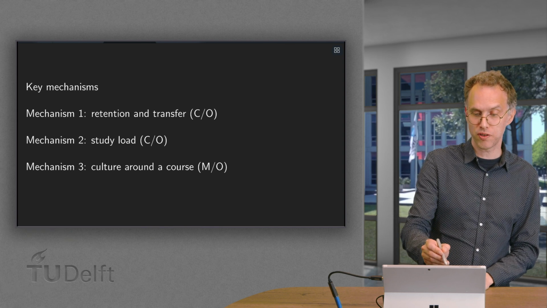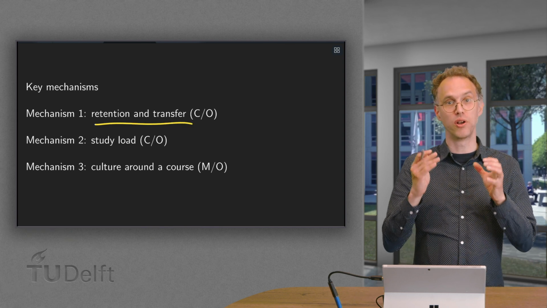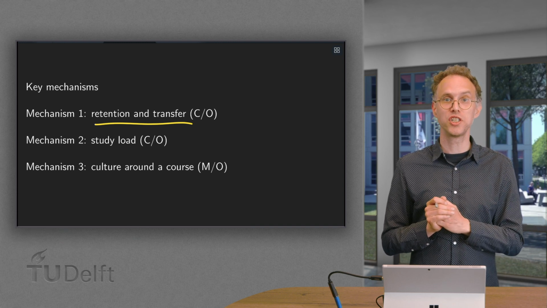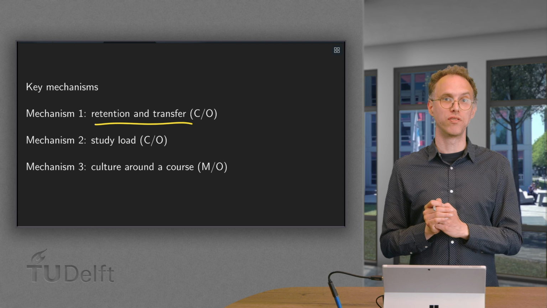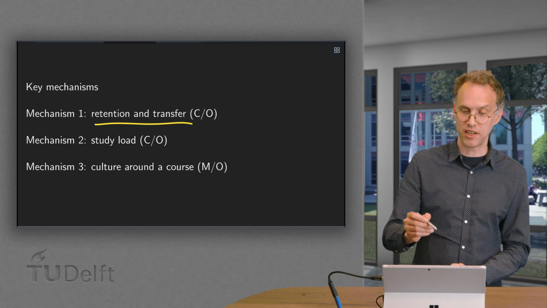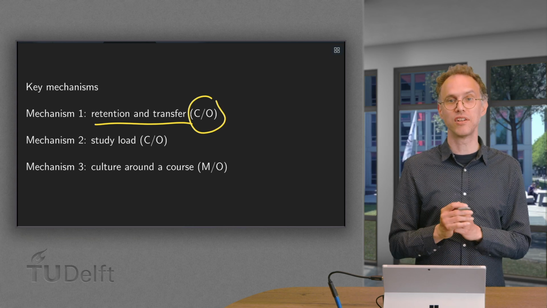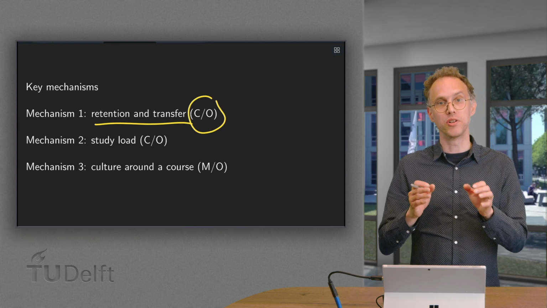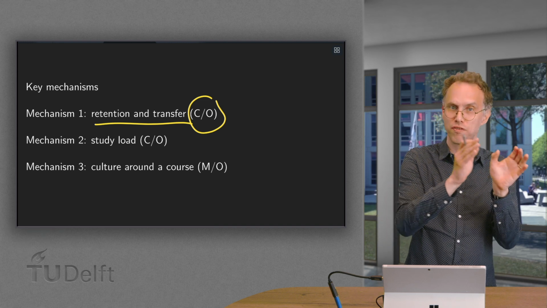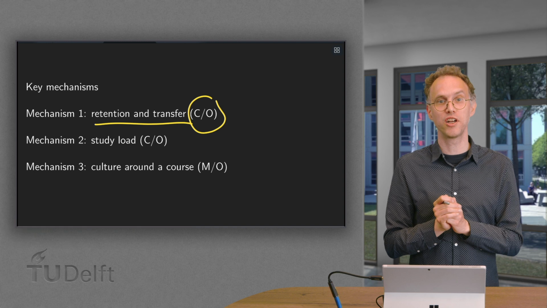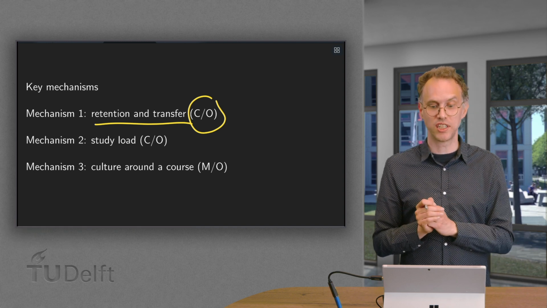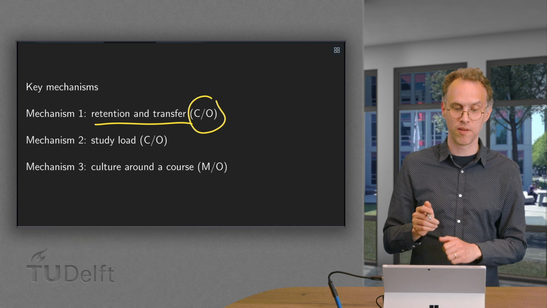Well, first was retention and transfer, so the knowledge retention. In the second year linear algebra and differential equation course, you need the knowledge of the first year course on calculus and linear algebra. So we identify this both as a cognitive and an organizational mechanism, because the Q3 second year course is quite far apart from the calculus and linear algebra from the first year. So that's the organizational part, and knowledge retention is more cognitive.